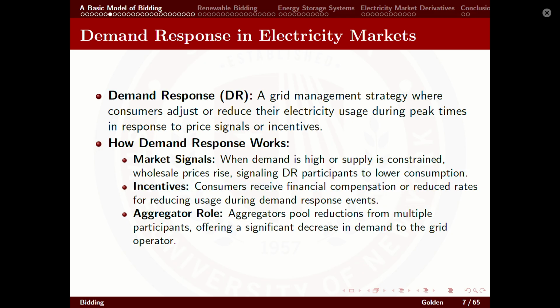Consumers, whether at the retail or industrial level, receive financial compensation or reduced rates for reducing usage during demand response events. There's an aggregator who pools reductions from multiple participants, usually offering a significant decrease in demand to the grid operator. When we talked about Ketchup Caddy a few lectures ago, this is what they were doing, but they were lying. But there are people who are doing this for real, where they're reaching out to a lot of different companies and individuals and saying, we'd love to help you decrease your electricity prices and also help everyone else. So work with us and we'll help you get good demand response rates, and we'll take care of demand response for you.